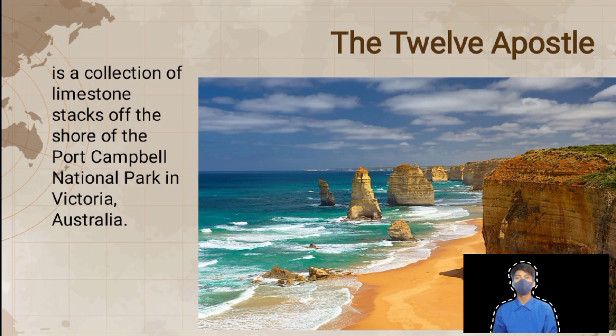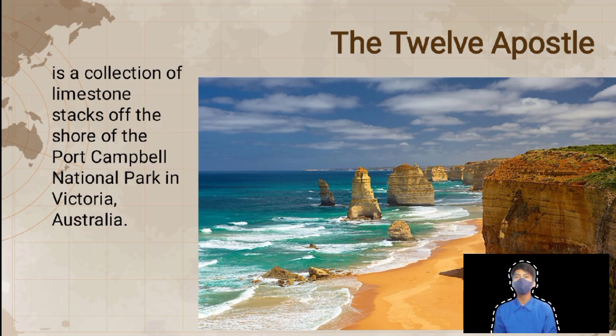The 12 Apostles. The 12 Apostles is a collection of limestone stacks off the shore of the Port Campbell National Park in Victoria, Australia. The site was originally called the Sow and Piglets until 1922, when the name was changed to the 12 Apostles, reflecting the number of limestone stacks in the area.